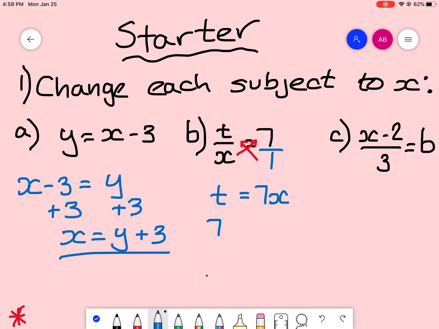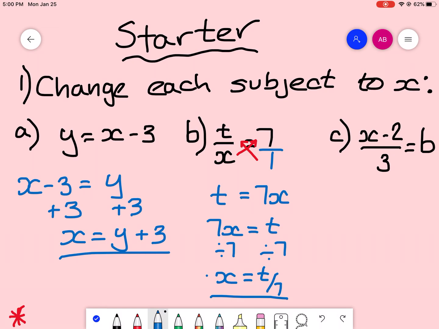Flip the sides here then, again, so that x is on the left hand side. As I said before, this is not a necessary step, but I simply prefer that so that my subject is on the left. Lastly then, divide by 7 so that x is equal to t over 7.